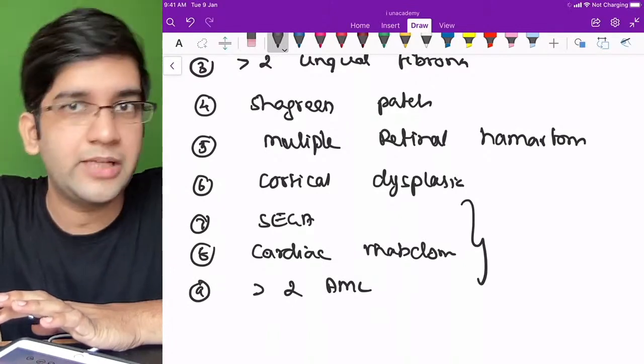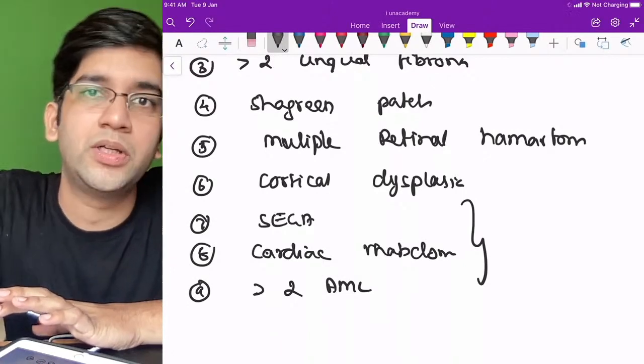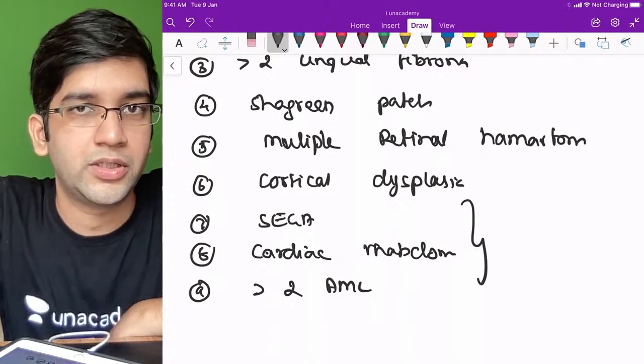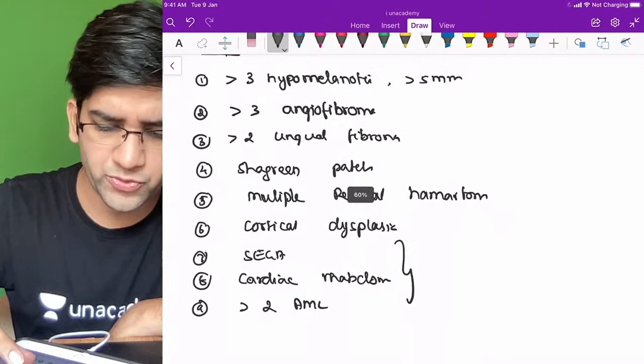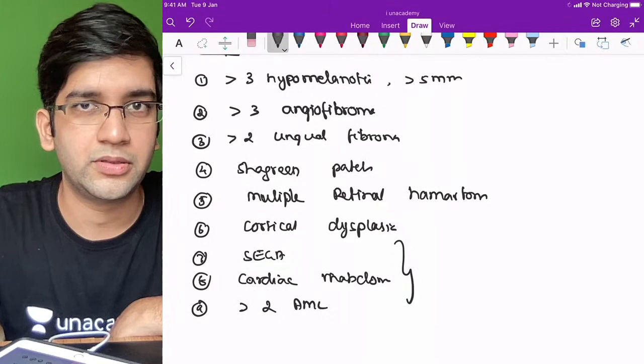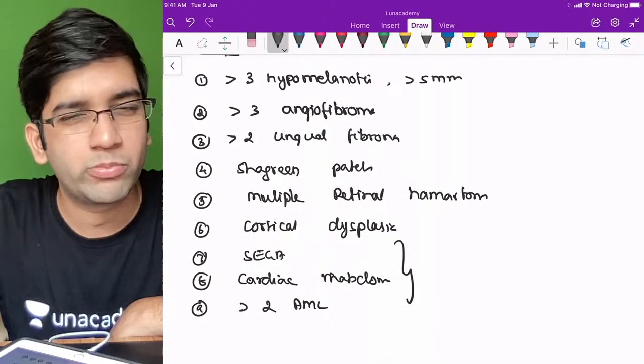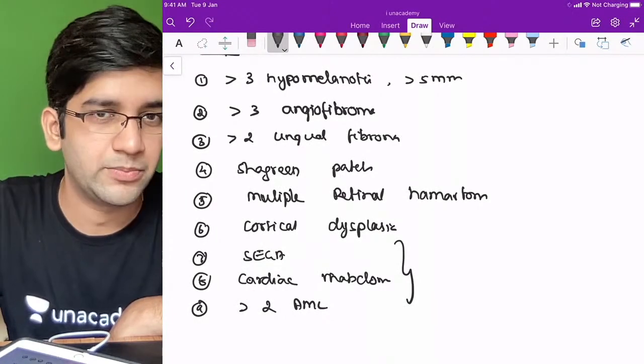Definitely, you have to do a genetic study. If it is positive, go for a familial counseling. Go for a counseling in the family, right? Of offspring or the siblings, because it's autosomal dominant. 50% chance both the offspring and the sibling has, right?